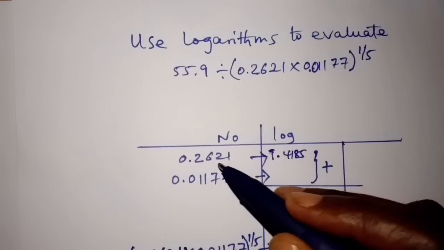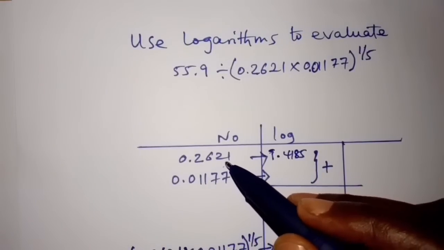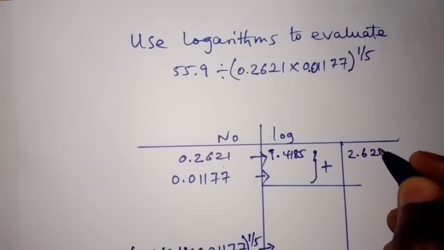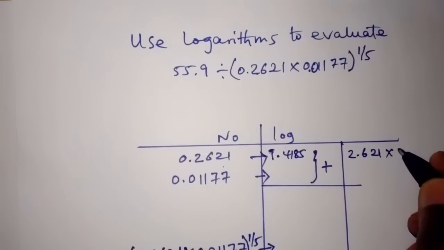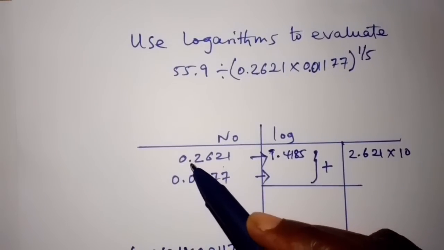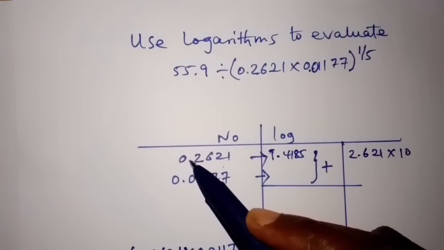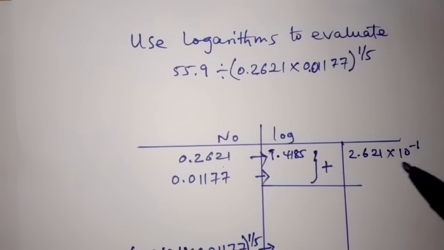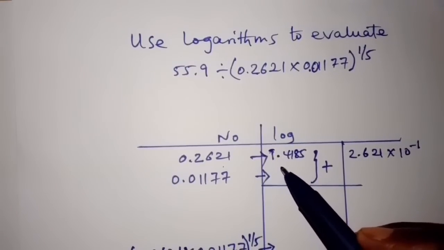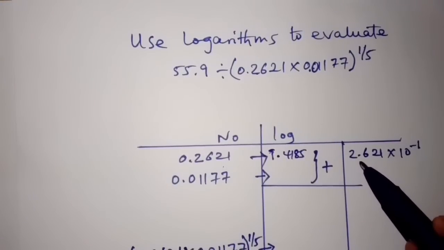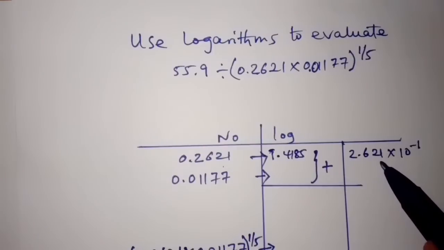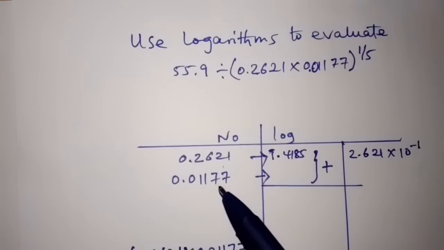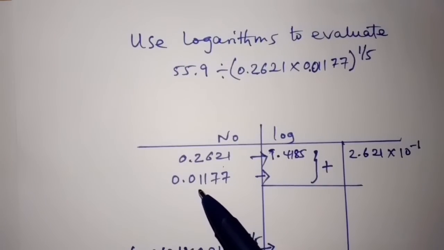The standard form of 0.2621 is 2.621 times 10 power negative 1. So this negative 1 is bar 1 here. Then we check the log table for the log of 2.621, which is 0.4185.